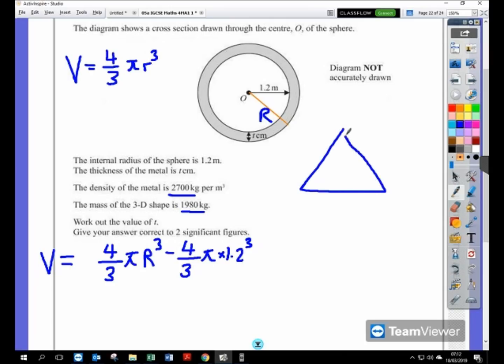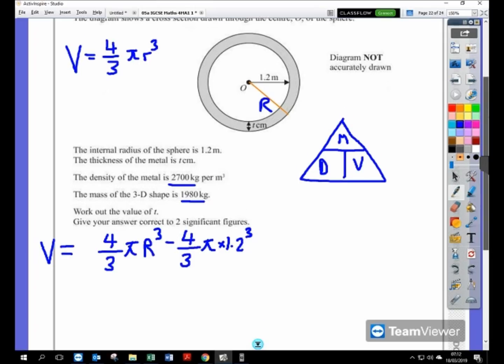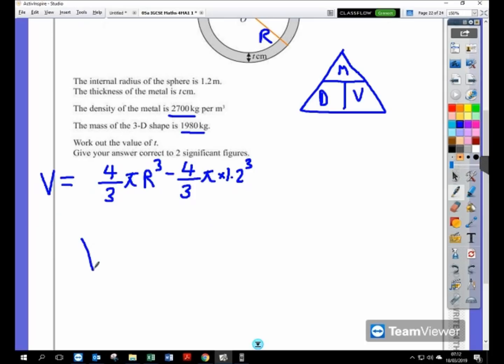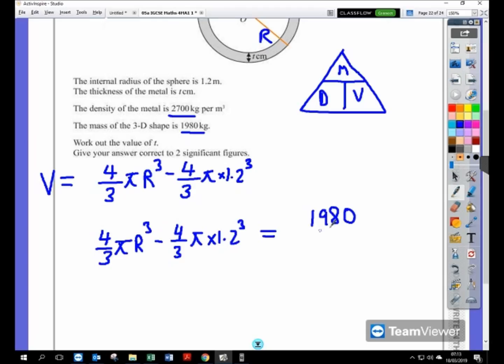So the formula for density, mass over volume, we have something like this. And what we're trying to work out is t, that missing part of the radius. So what I'm going to do is set out the formula for volume. So the volume, which is actually this, 4/3 pi R cubed minus 4/3 pi times 1.2 cubed, is equal to mass, which is 1980, over density, which is 2700.